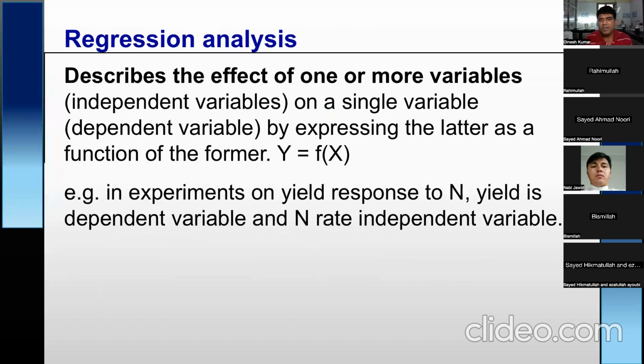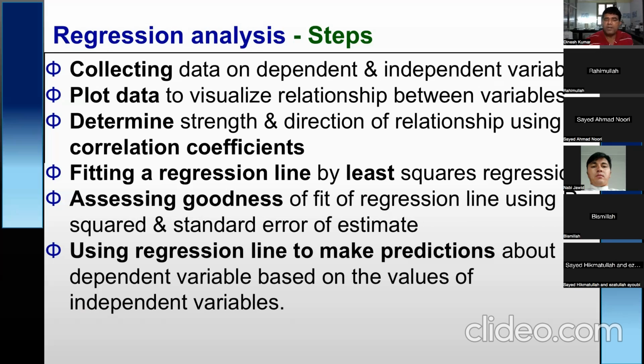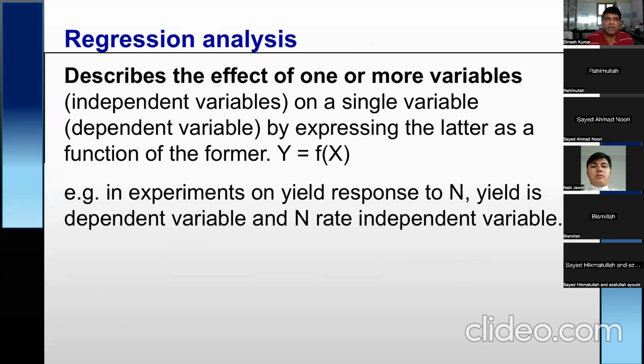Now, regression analysis. What actually do we do in regression analysis? In the last part, we have seen the steps in regression analysis. So what is regression analysis? It describes the effect of one or more variables, that could be independent variables, on a single variable, that is the dependent variable. For example, there can be two independent variables.